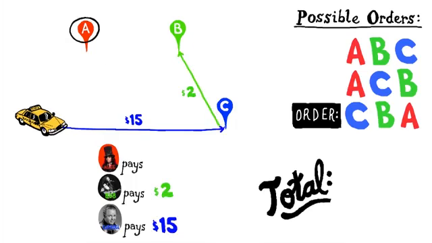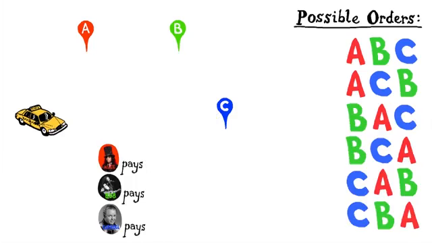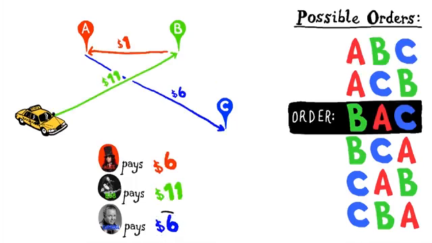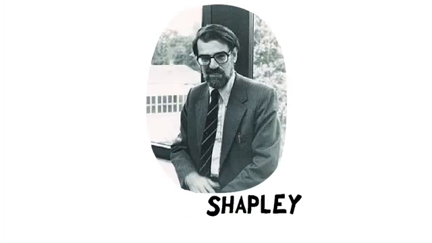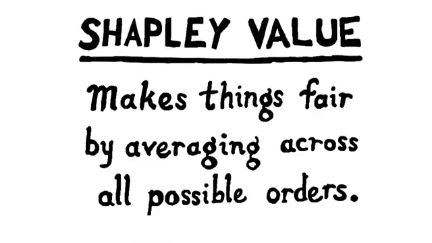Next, Alice joins the group. Now the best route to go is ABC, which has a total cost of $18. Since Carol and Bob have contributed $17, that leaves just $1 for Alice to cover. You might think this case is unfair to Carol, and it is. But there are other orders in which Carol does very well, such as when he gets in last. The solution Shapley came up with, called the Shapley Value in his honor, makes things fair by averaging across all possible orders.